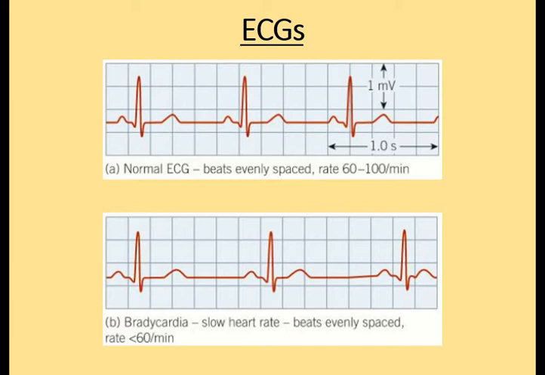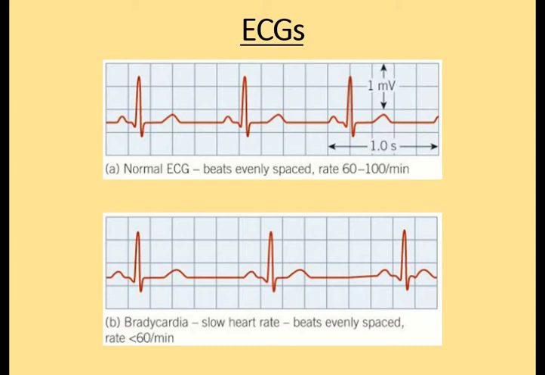Anywhere between 60 and 100 beats would be considered normal. Beneath that we've got a trace where we can see the gaps between beats are longer, so therefore we've got a slower heart rate, and a slow heart rate is known as bradycardia. So we've still got evenly spaced beats, but the rate of beats is lower.